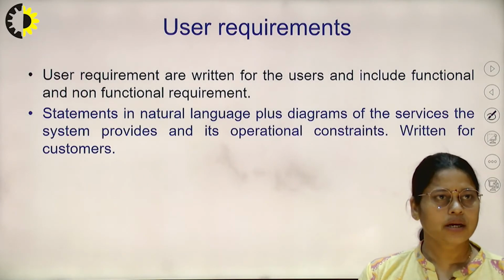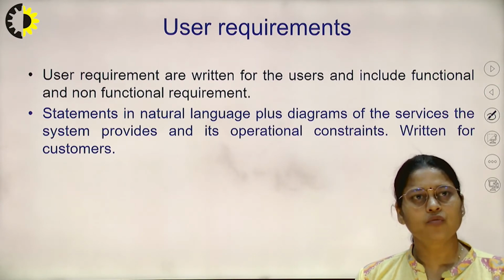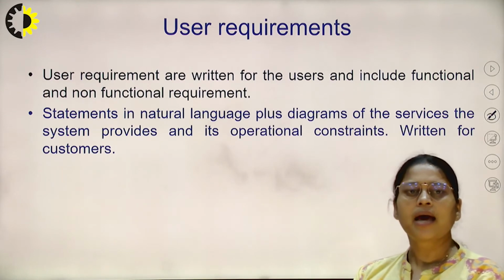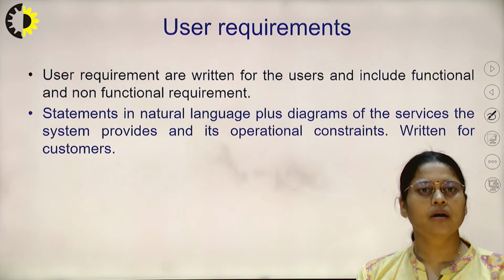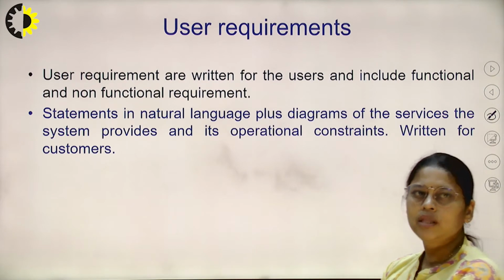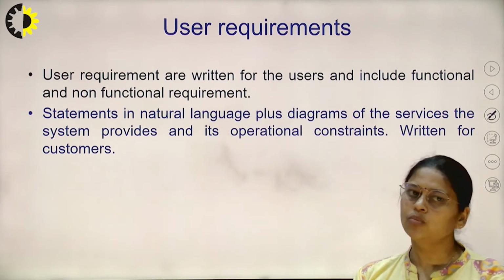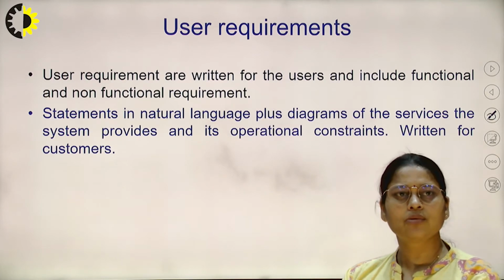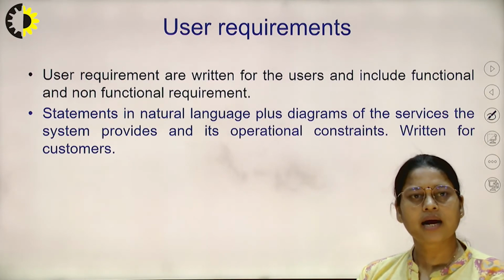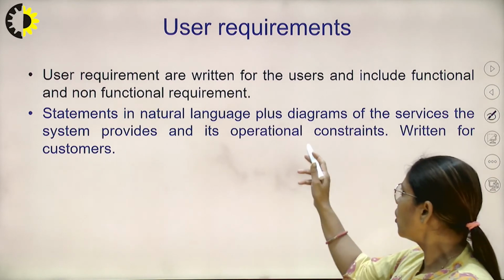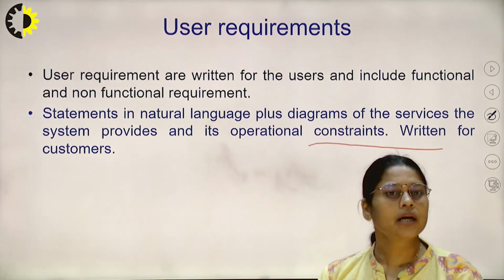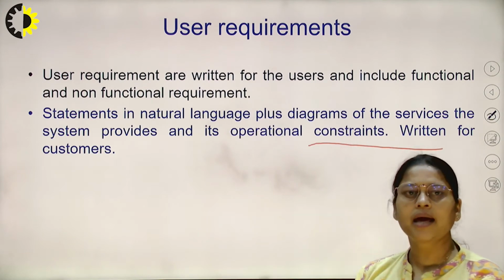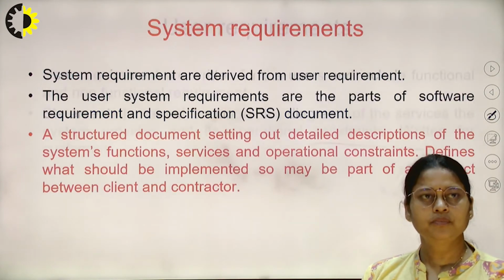Now, what is user requirement? User requirements are written for the user. The requirements which are to be given to the users as per their problem statement. So, they include functional and non-functional both. Statements in natural language plus diagrams, the services that the system provides and its operational constraints, written for the customer. So, basically these requirements are to be considered as per the customer expectation.